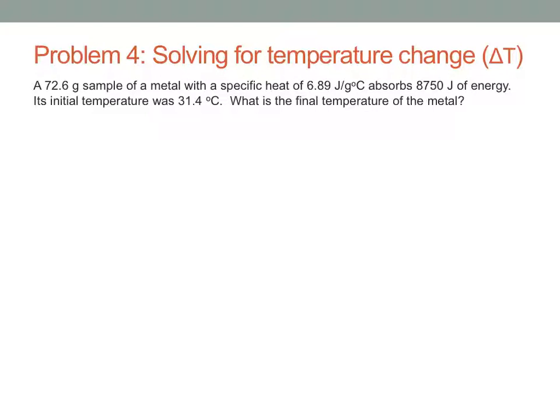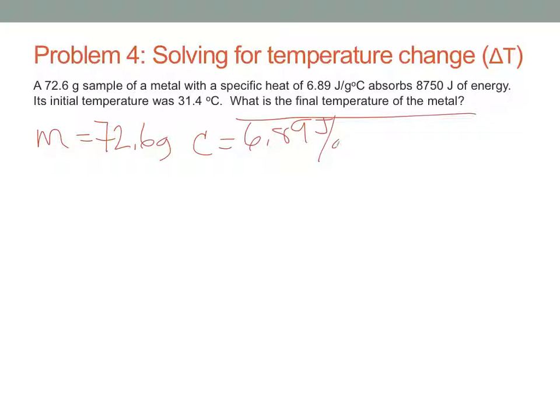Problem 4 is asking us to solve for delta T because we are looking for the final temperature. So you have to solve for delta T and then get to your final temperature. So our mass is given as 72.6 grams. Our C, specific heat, is 6.89 joules per gram degree C. Our Q is 8750 joules.